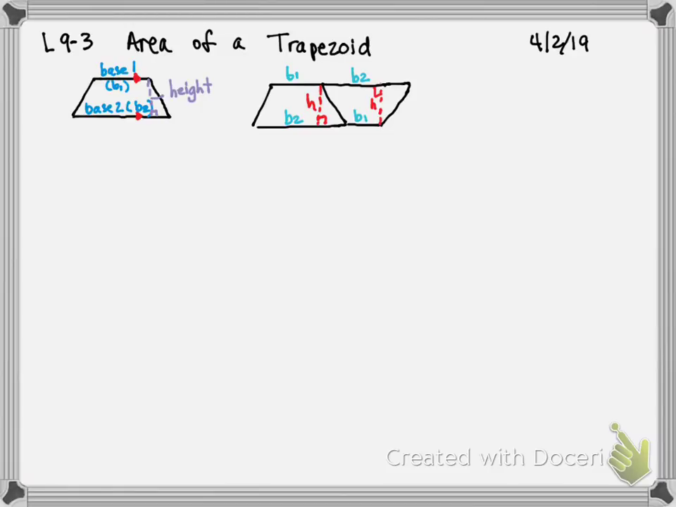So if I wanted to figure out the area of a parallelogram, that would be the base times the height. But in this particular shape, if you look at it, the base isn't just one. It's both of these. So this would play the role of the base in our parallelogram. So we have B sub 1 plus B sub 2. And then height is just going to be height, right? So that is going to be the area of our parallelogram.